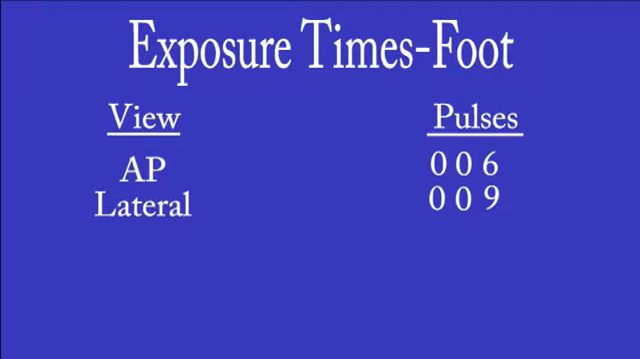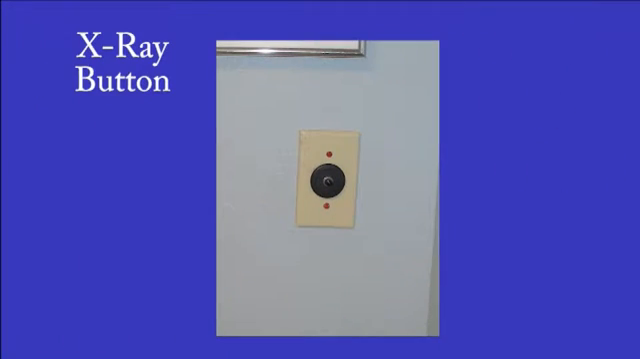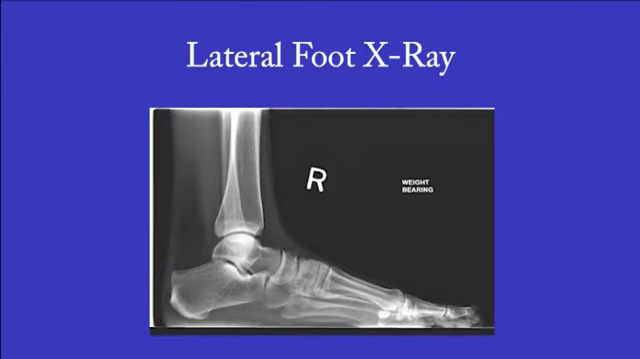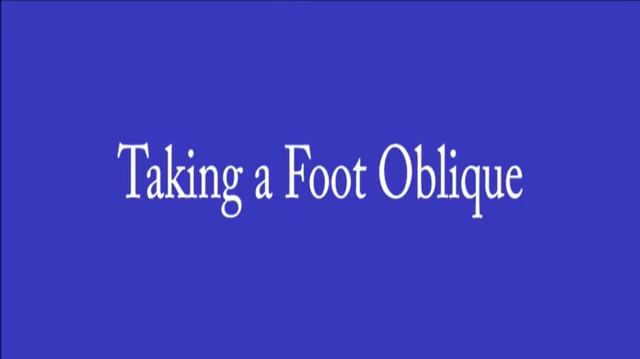Go into the room behind, press the button, being sure to hold it down until you hear the beep and not letting it go until the beep goes away. And you've now taken a lateral view of the foot. The third view of a normal foot series you will acquire will be the oblique.